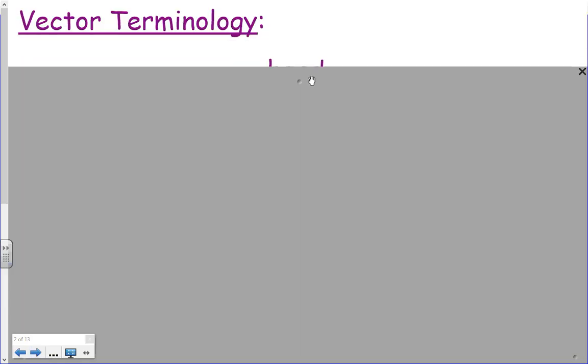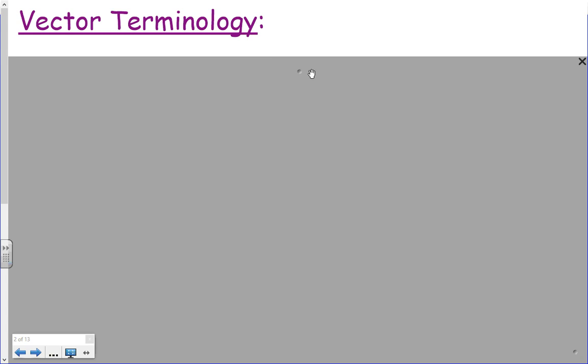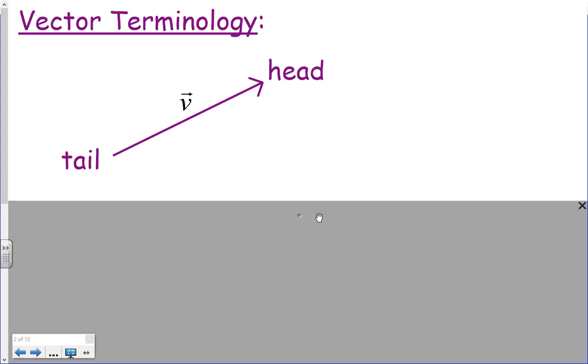All right, the first thing we need to do is talk a little bit about some vector terminology here. Let's start out with just a vector in general. First of all, a vector has a head and a tail. We distinguish between those two by indicating that the head has the arrow at the end of it, and that indicates a direction for that vector. So the vector starts at the tail and ends at the head.